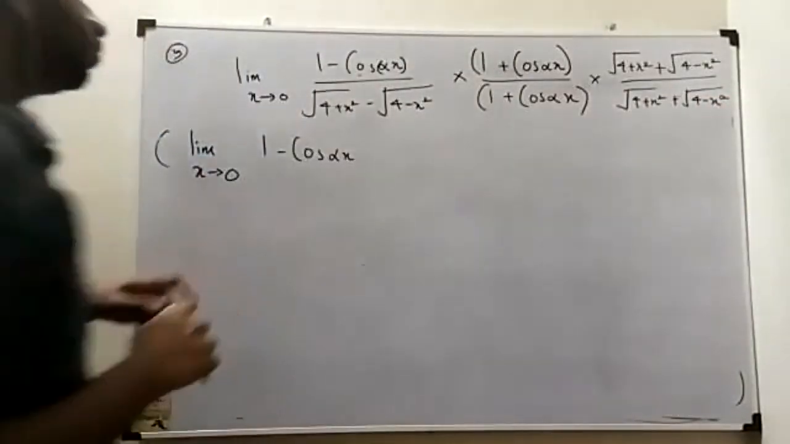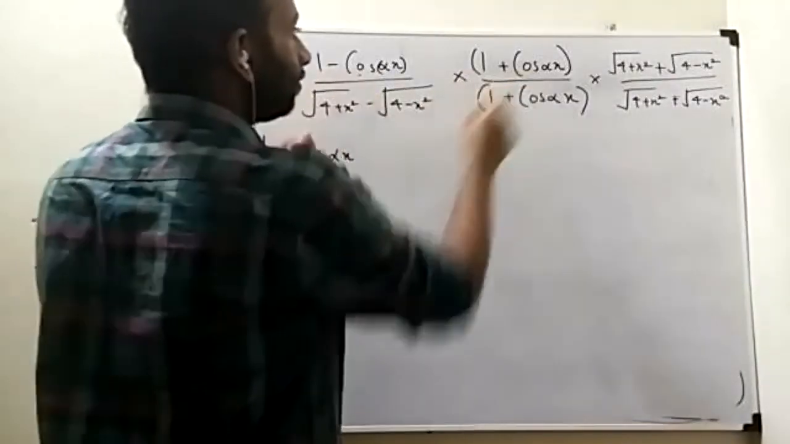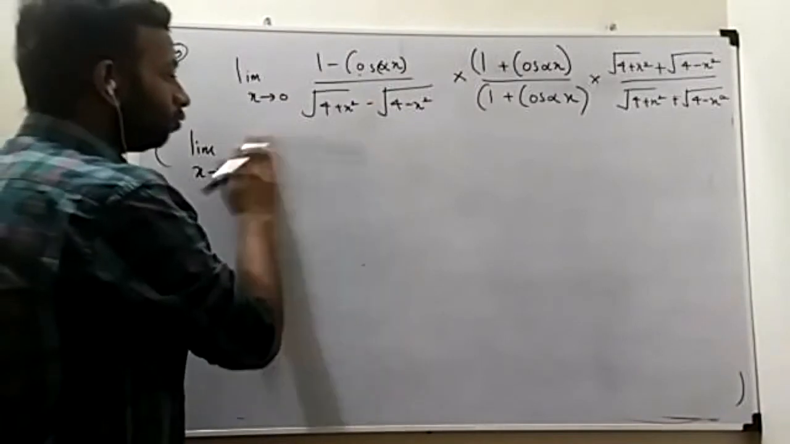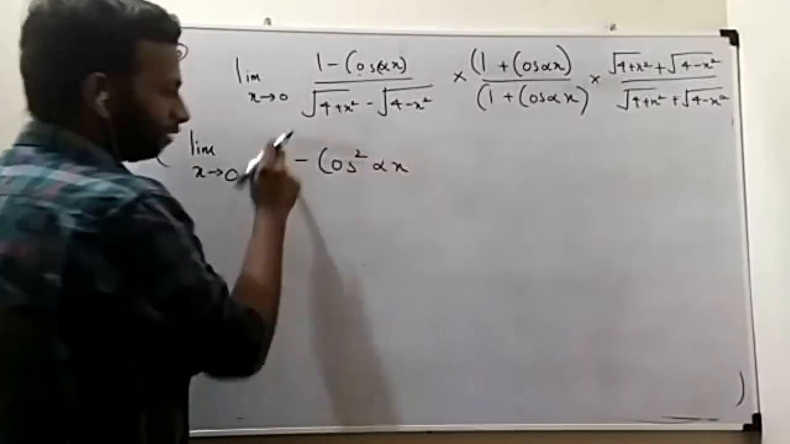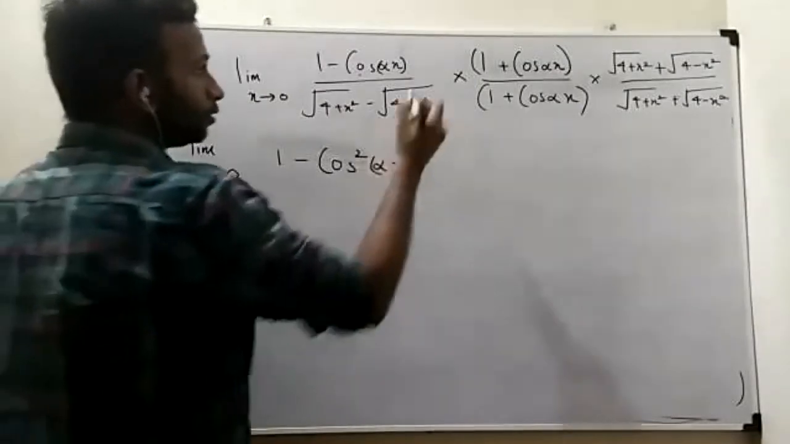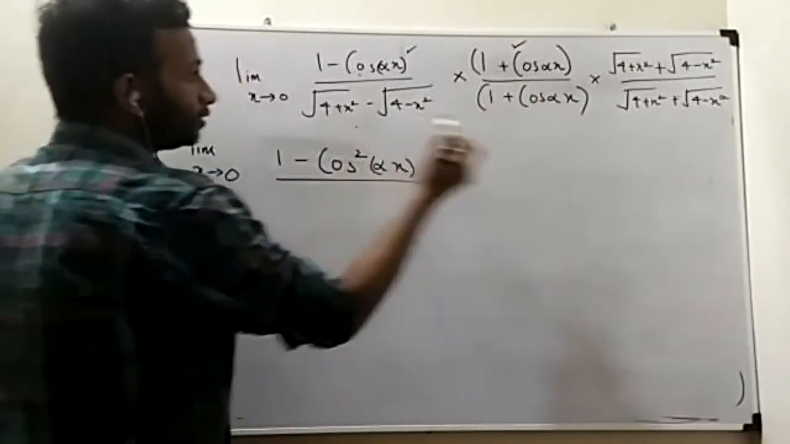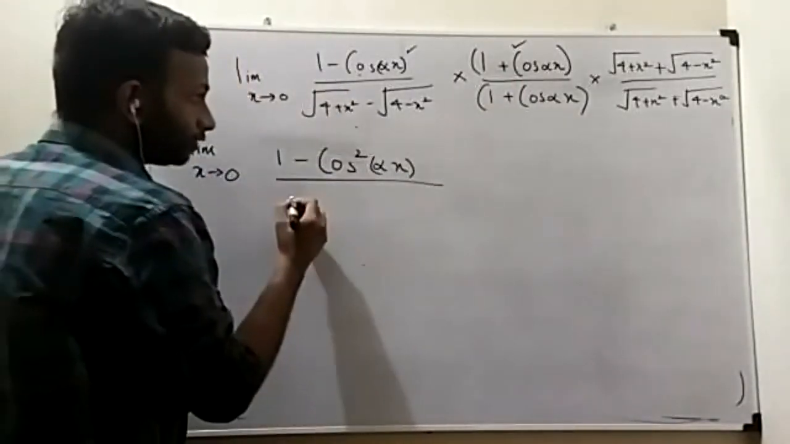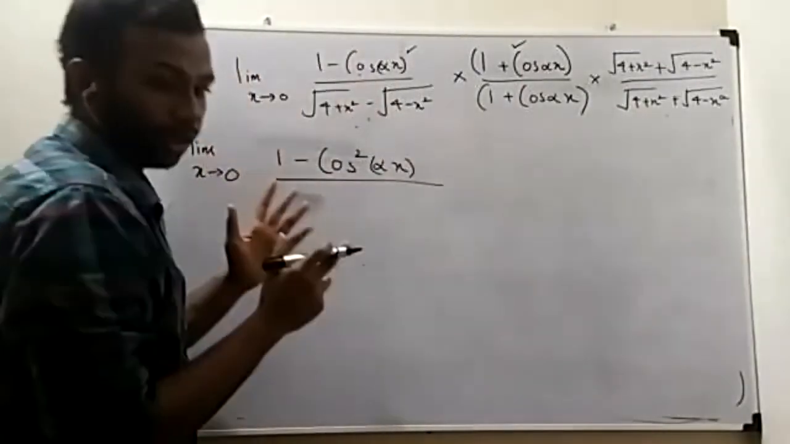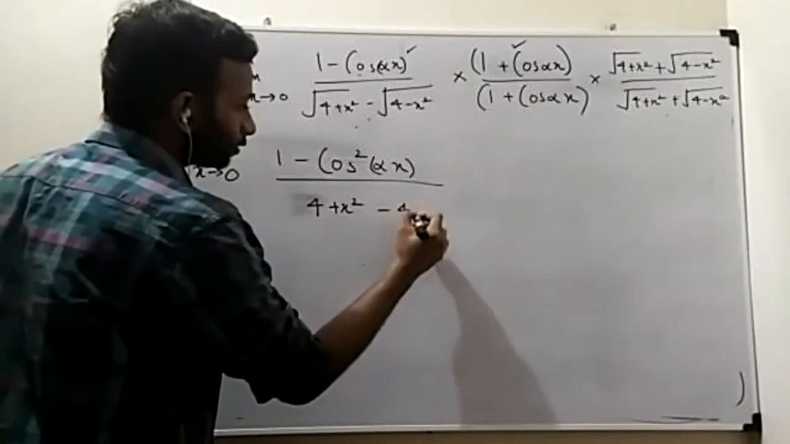Okay. So if we multiply this, what would be the answer? First of all, 1 minus cos alpha x into 1 plus cos alpha x. What is that? 1 squared minus cos squared alpha x. So this and this is done. Then this and this, if you multiply the roots, the square root cancels out. So it will be 4 plus x squared minus 4 minus x squared.